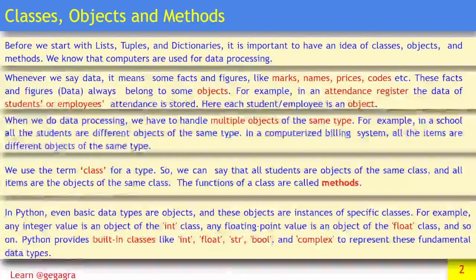So these are the basics. In Python, even basic data types are objects, and these objects are instances of specific classes. For example, any integer value is an object of the int class. Any floating point value is an object of the float class, and so on. Python provides built-in classes like int, float, str, bool and complex to represent these fundamental data types.